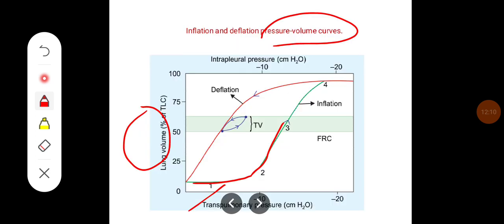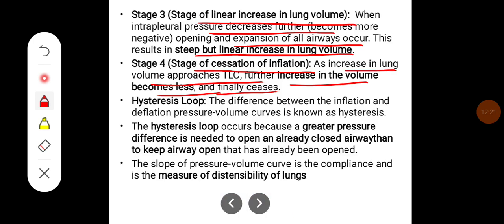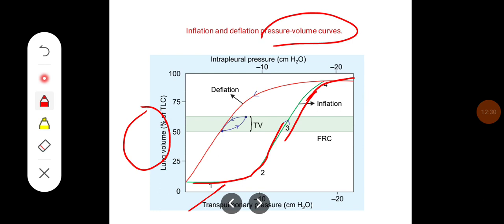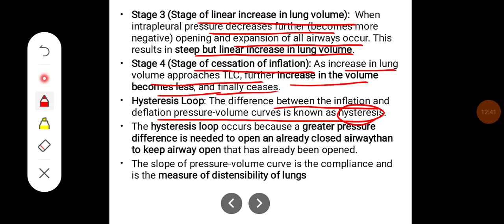Okay. So here this is the stage 3 where again there is a steep increase in the curve, and in stage 4, it plateaus. The difference between inflation and deflation pressure volume is known as the hysteresis loop. Okay. So here you can see, this is the curve obtained during inflation and this is the curve obtained during deflation. And this loop is called the hysteresis loop. The hysteresis loop occurs because a greater pressure difference is needed to open an already closed airway than to keep the airway open that has already been opened.